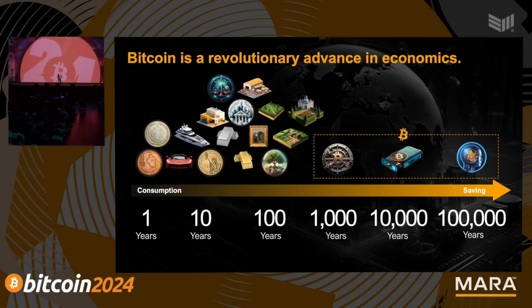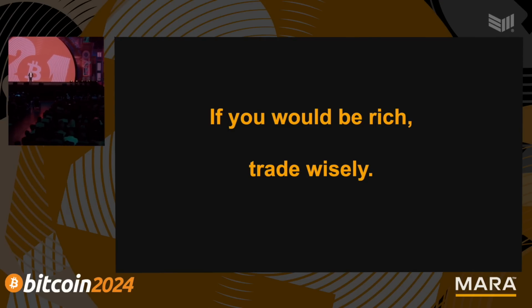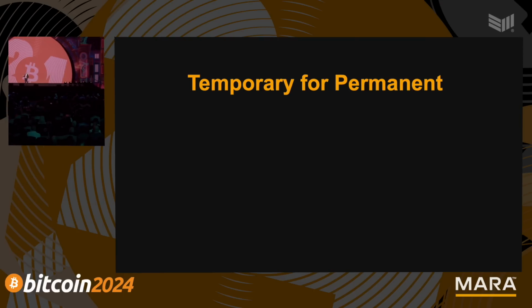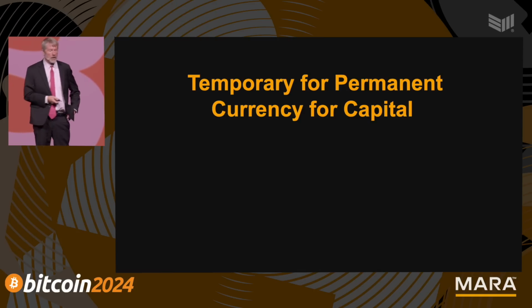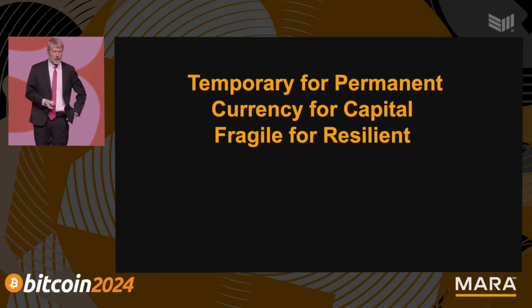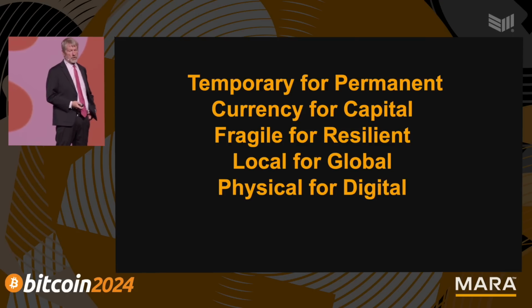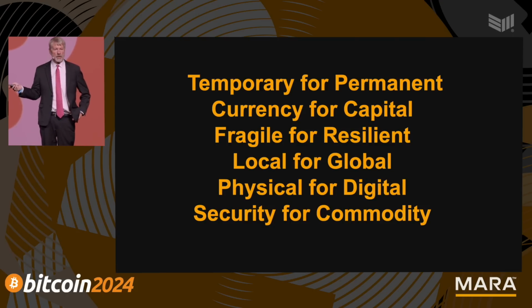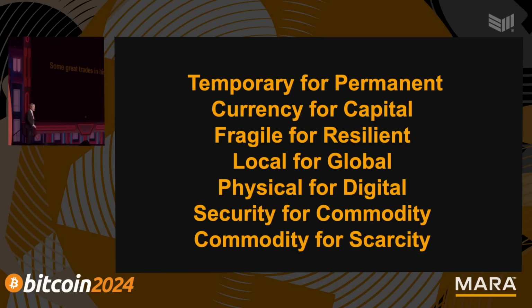If you would be rich, trade wisely. And here's a very simple principle. Trade temporary for permanent. Trade your ice cream cone that's melting for the peso, for the dollar, for the land, and the land for the Bitcoin. Trade the currency for capital. Trade something fragile for something resilient. Trade something local for something global. Trade something physical for something digital. Trade the security for the commodity. Trade the commodity for the scarcity. You can't go wrong moving in that direction.